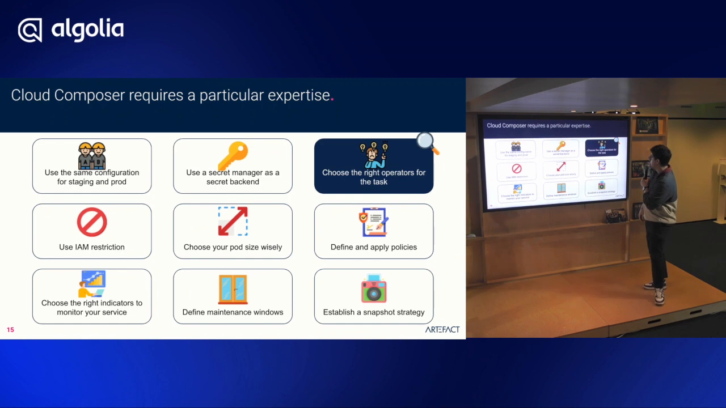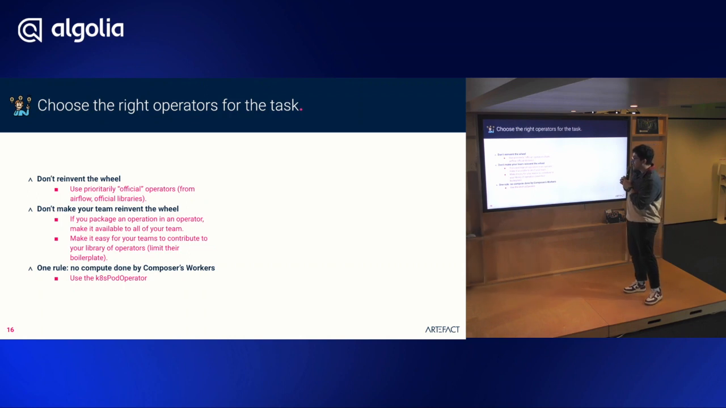The third thing was to choose the right operator for the task. So we are going to see that right after. We had 3 principles that we tried to apply. First, don't reinvent the wheel. Use primarily official operators, some from Airflow or official libraries. So for us, it was the GCP library for the operators.